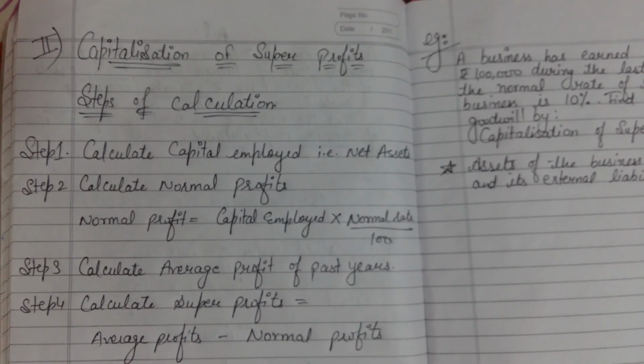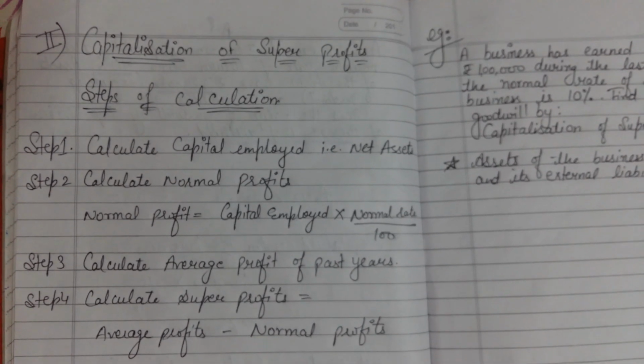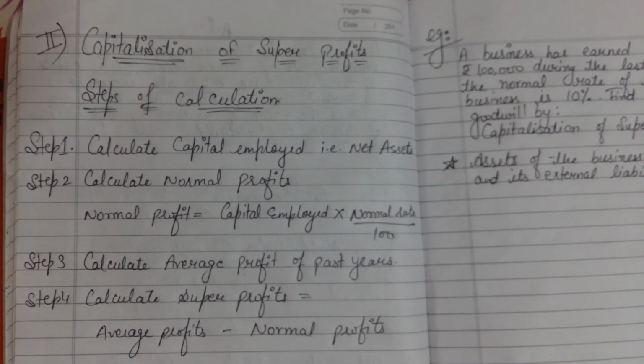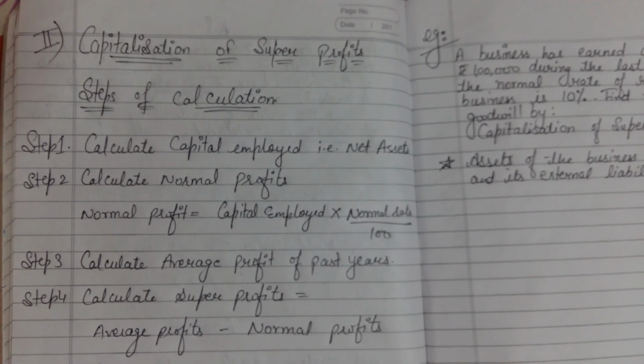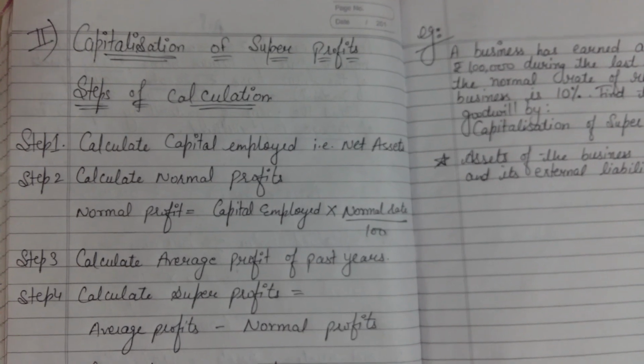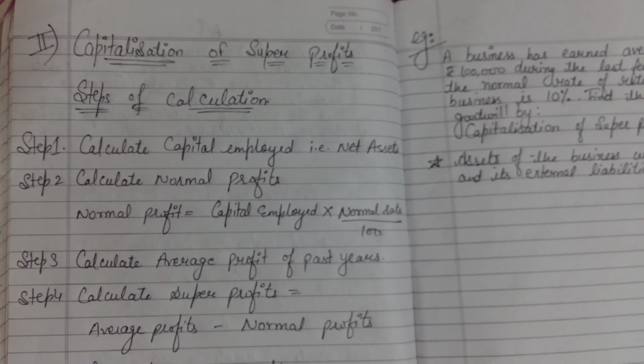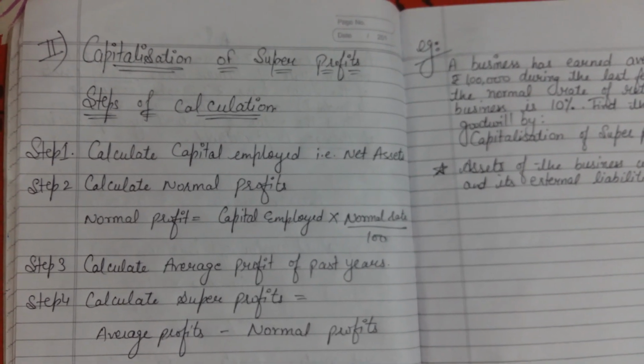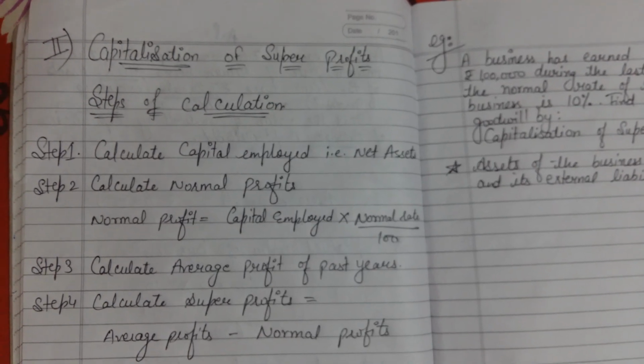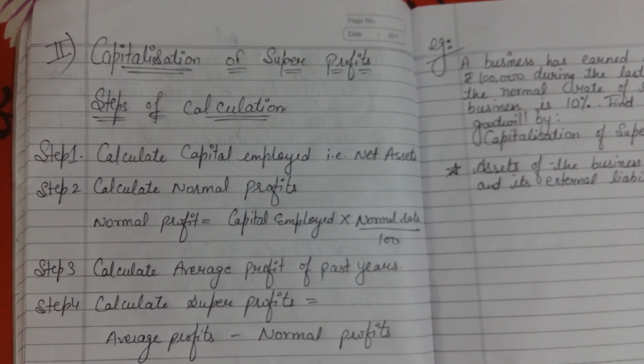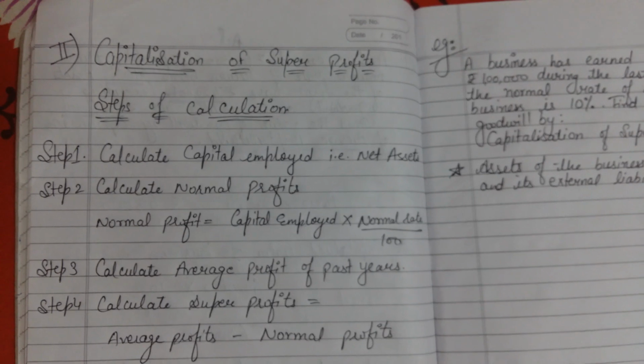Welcome back everyone. As we had already done the capitalization methods, first method, that is capitalization of average profits. Now we are going to start our next method, that is capitalization of super profits. For this you have to calculate the super profits and then you have to calculate the value of the goodwill.